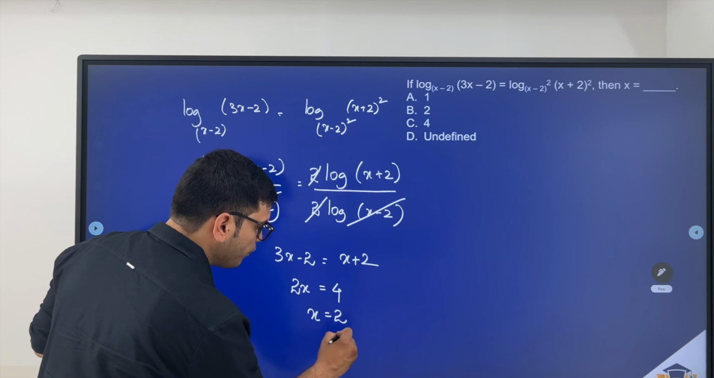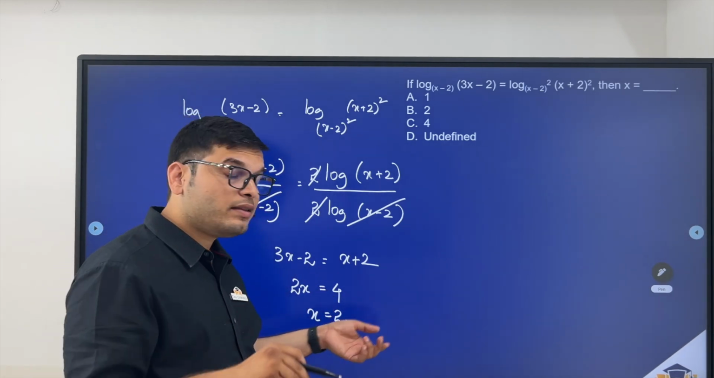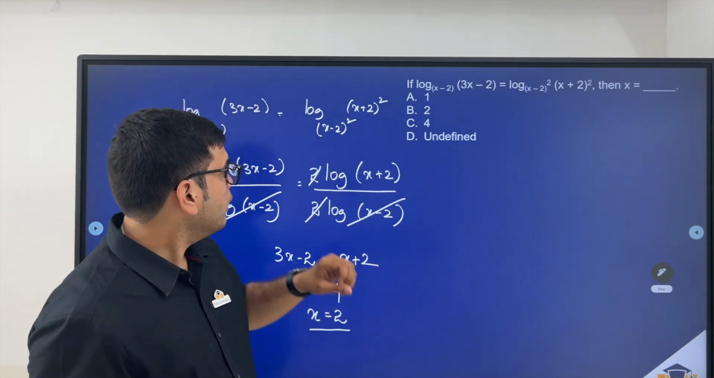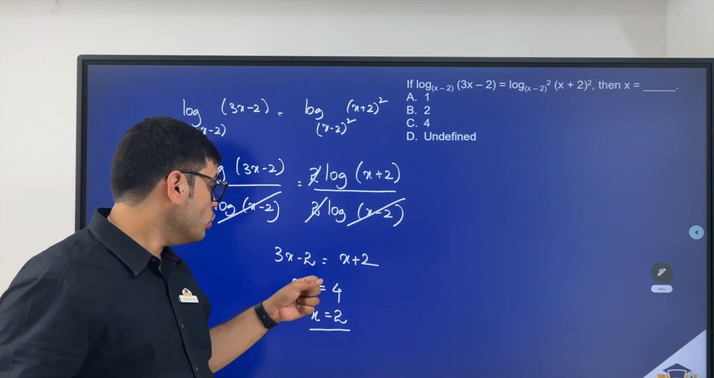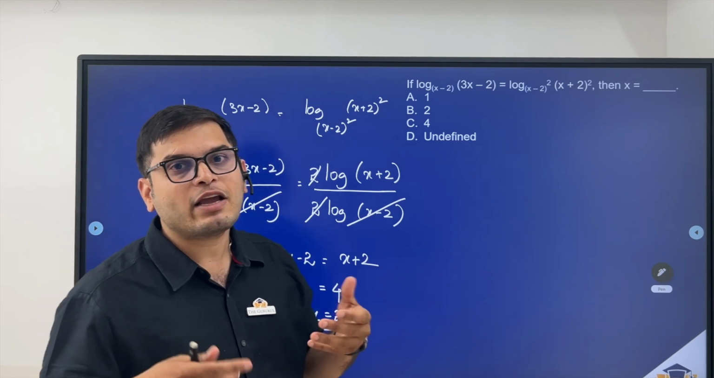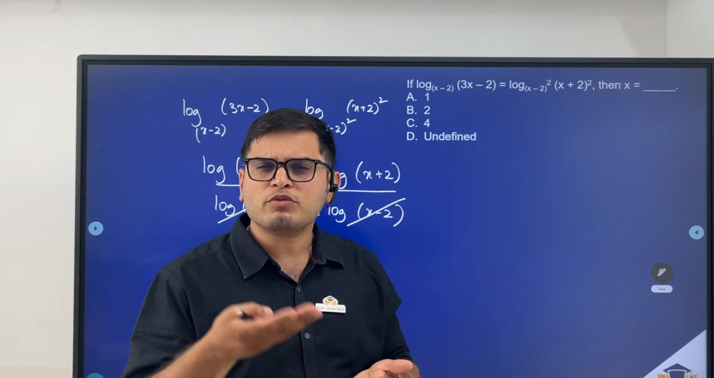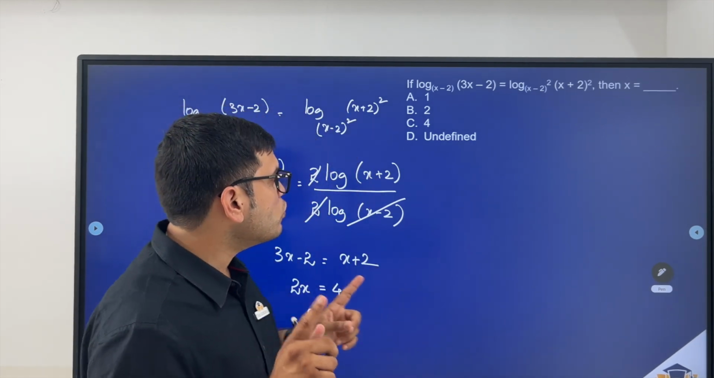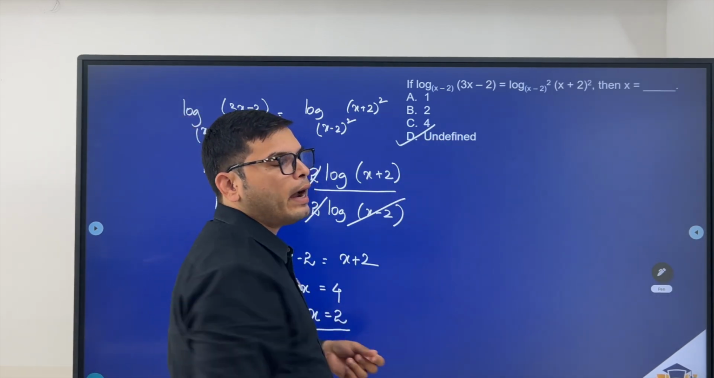equal to 2. Now most of the students answer this question as 2, but the base here is x minus 2. So when the value of x is equal to 2, you have 0 as the base, which cannot be, right? So the base of a logarithm should always be positive. So the answer for this question should be undefined.